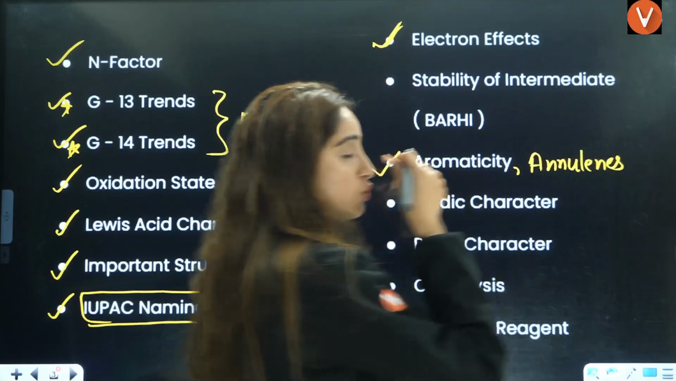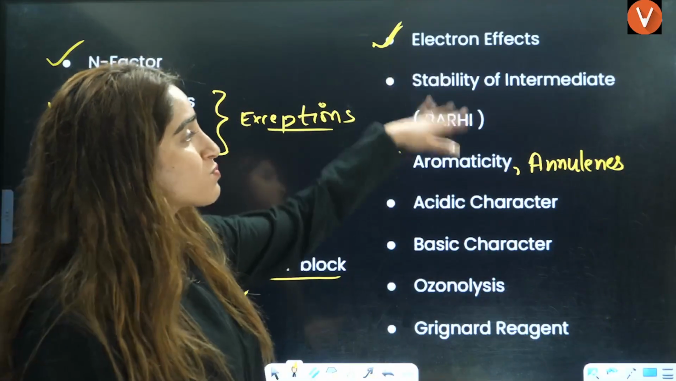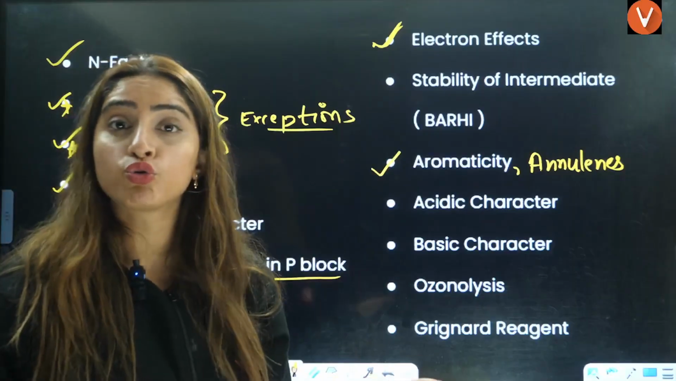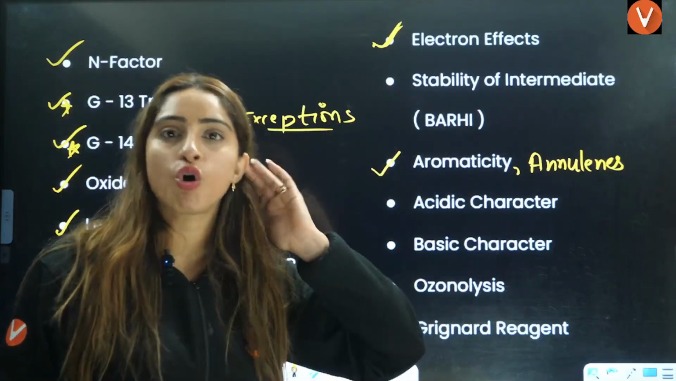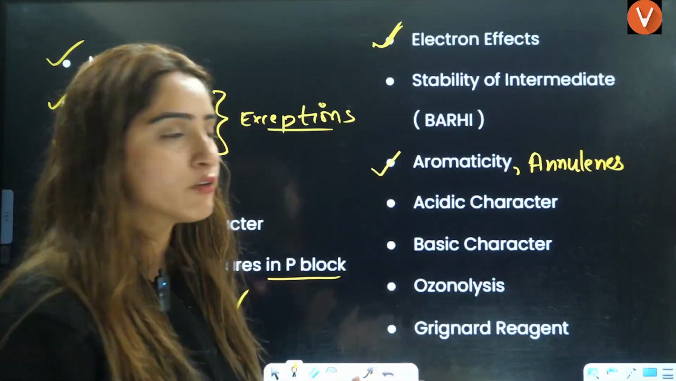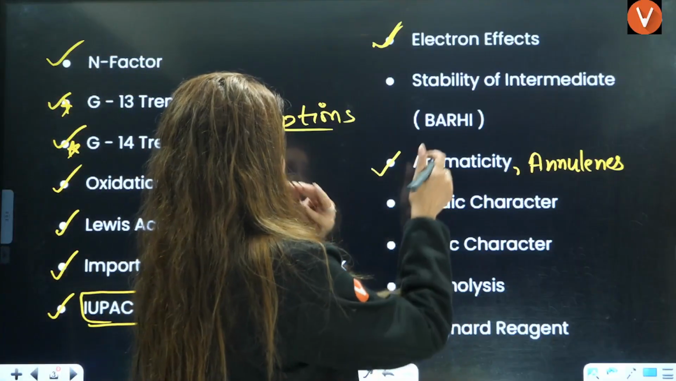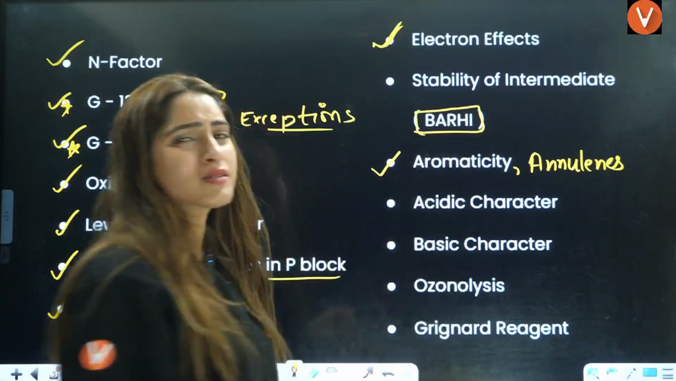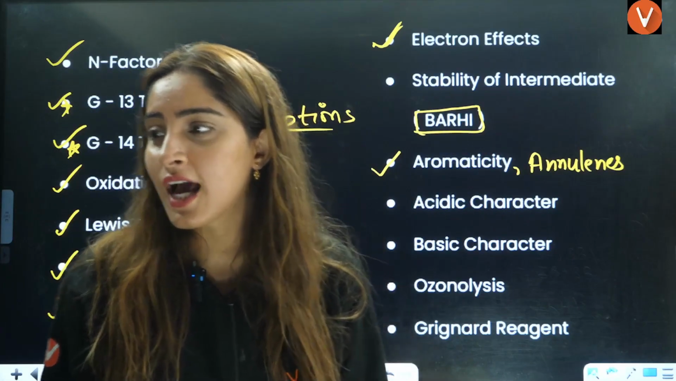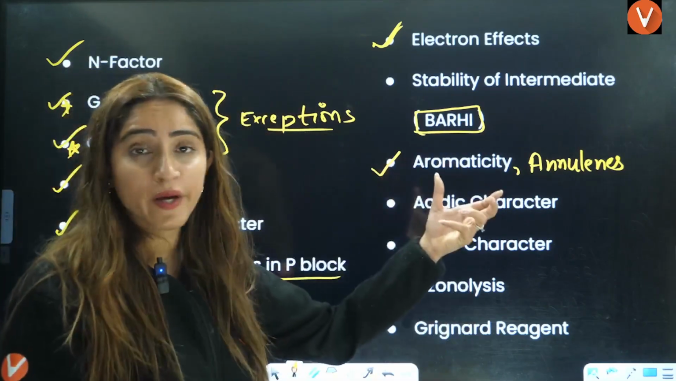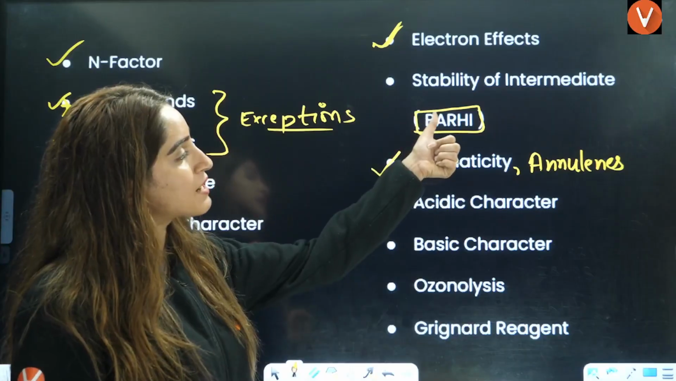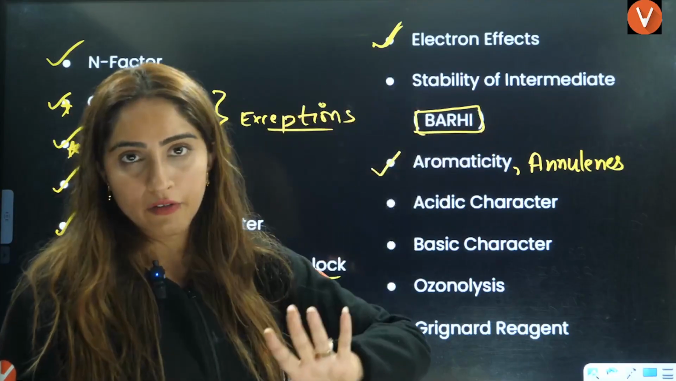Just go through the short notes here, what I have done. For this part, you don't even need to go through NCERT, just go through my notes or my lectures, right? That will be enough for you, right? Here you have BARHI. Ma'am, what is this BARHI? It is not written in our NCERT. So those students who are new here, BARHI: back bonding, aromaticity, resonance, hyperconjugation, inductive effect.